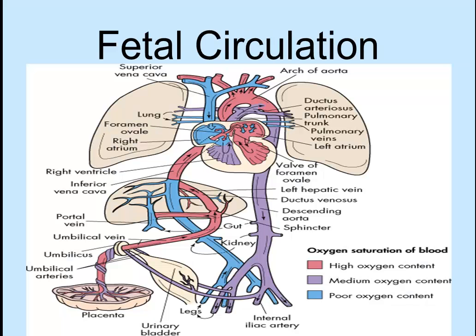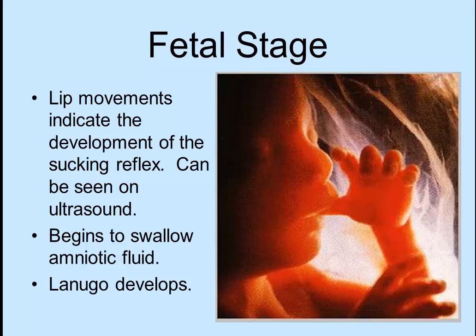Here we have a diagram of the fetal circulation, which we did talk about before, but you'll want to review again. The fetal stage: lip movements indicate the development of a sucking reflex. So even during this fetal stage, if an ultrasound is done, you can see the infant sucking on their thumb. They begin to swallow amniotic fluid again, and the lanugo is developed.